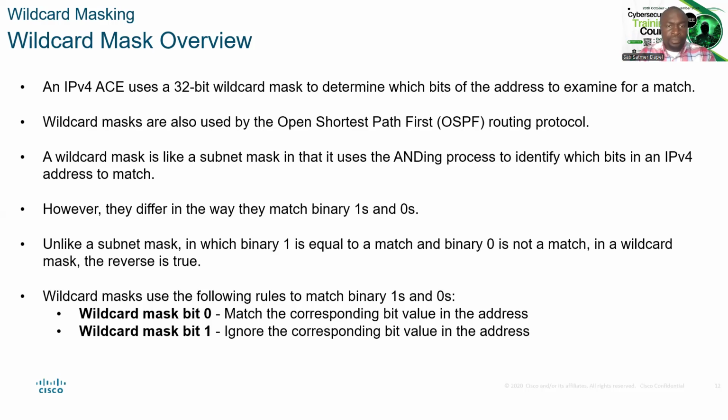Now, it says an IP version 4 access control entries uses a 32-bit wildcard mask to determine which bit of the address to examine for a match.